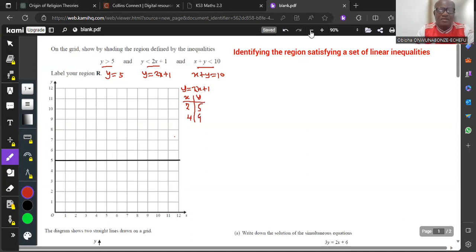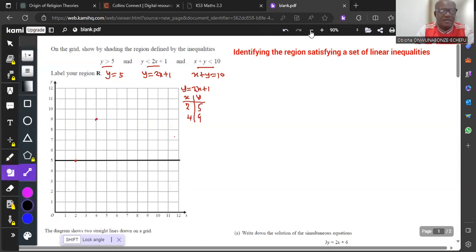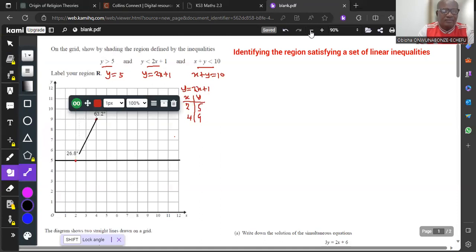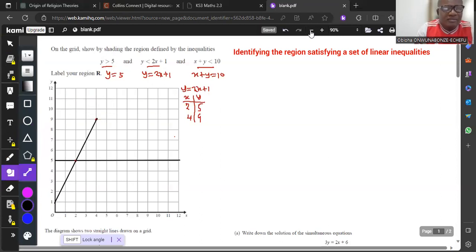So let's plot the points. When x is 2, y is 5. It is there. When x is 4, y is 9. It is there. So the next step is to draw the line passing through them. So this is the line. But remember that the length of the line does not matter, so let me just extend it.